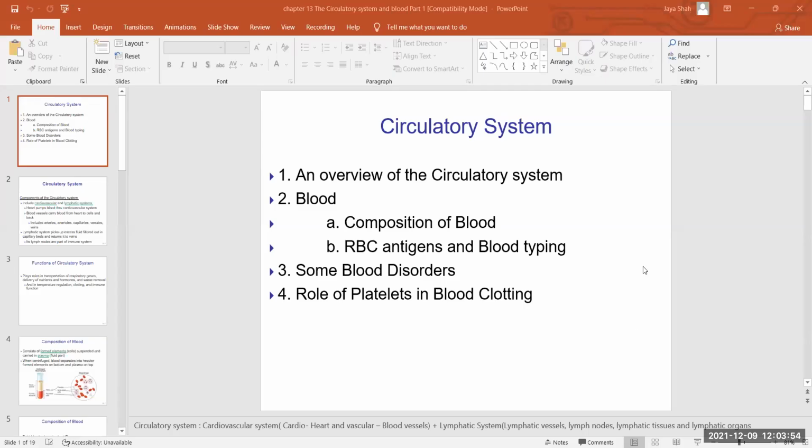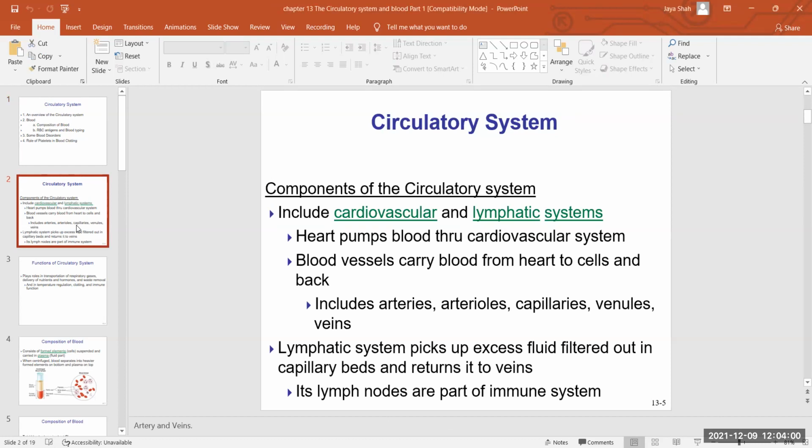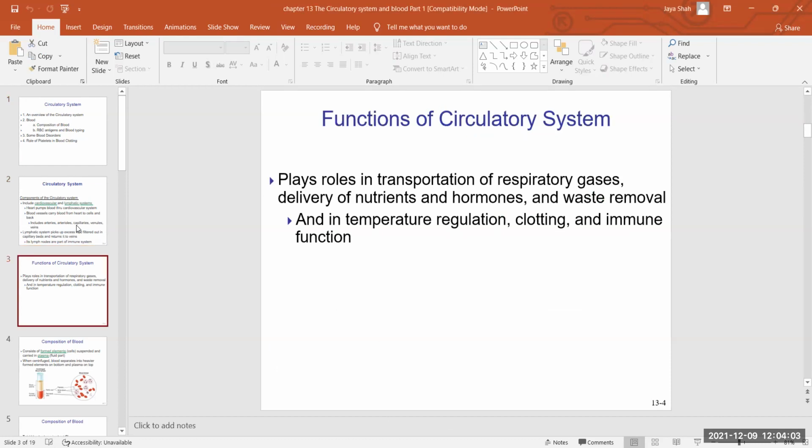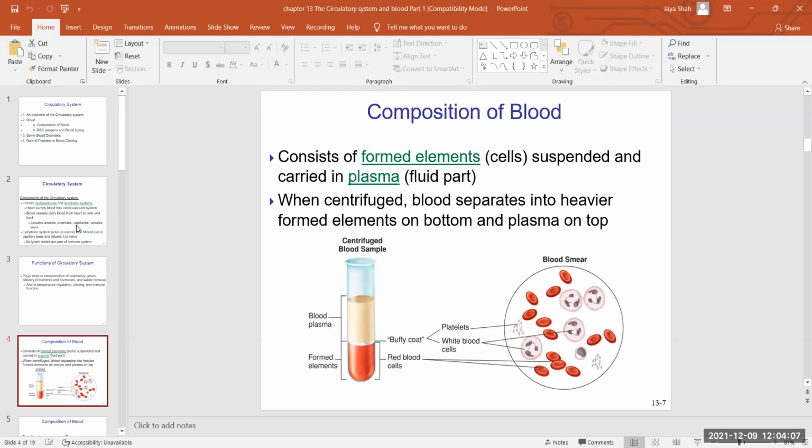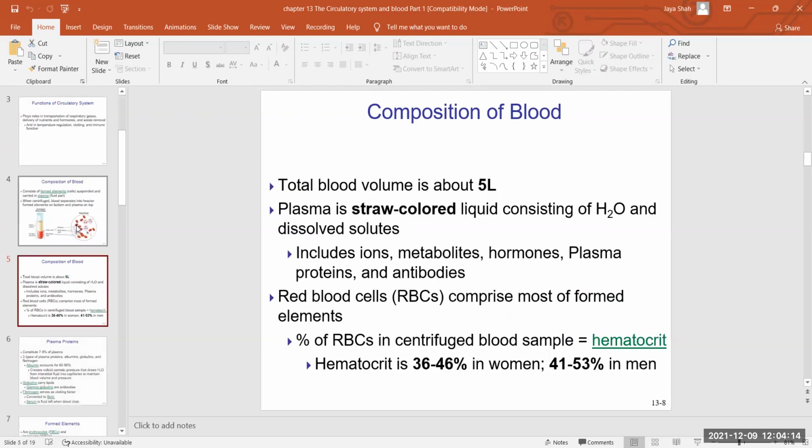Now circulatory system, Chapter 13. What is the difference between the circulatory and cardiovascular system? Blood, what is the function of the circulatory system? Composition of blood, it's pretty much everything.